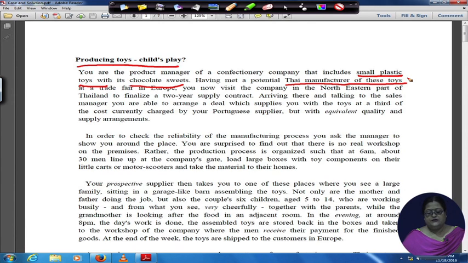Arriving there and talking to the sales manager, you are able to arrange a deal which supplies you with the toys at a third of the cost currently charged by your Portuguese supplier, but with equivalent quality and supply arrangements. So the ethical points which should be triggering your mind, like whether it is an ethical dilemma or not.